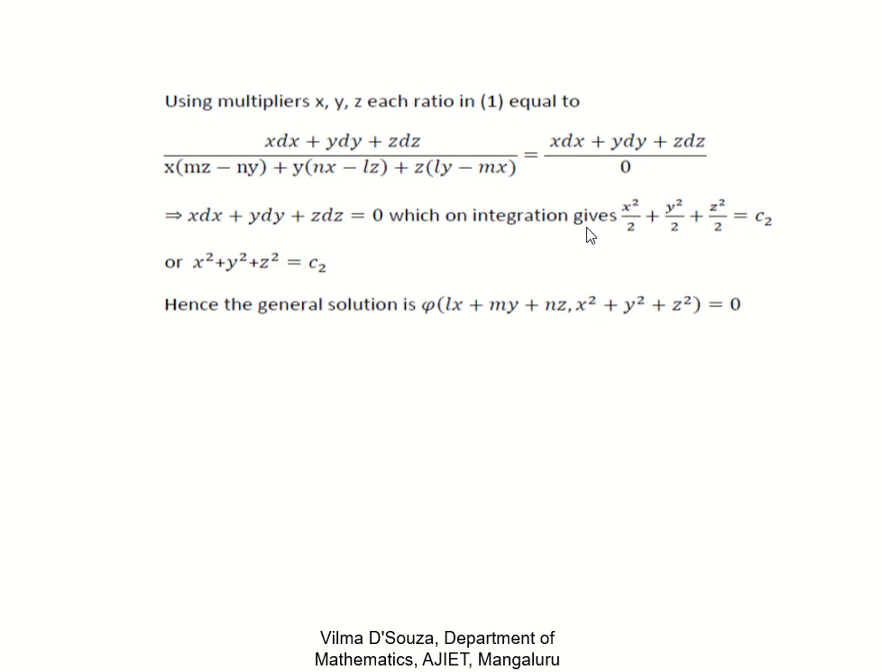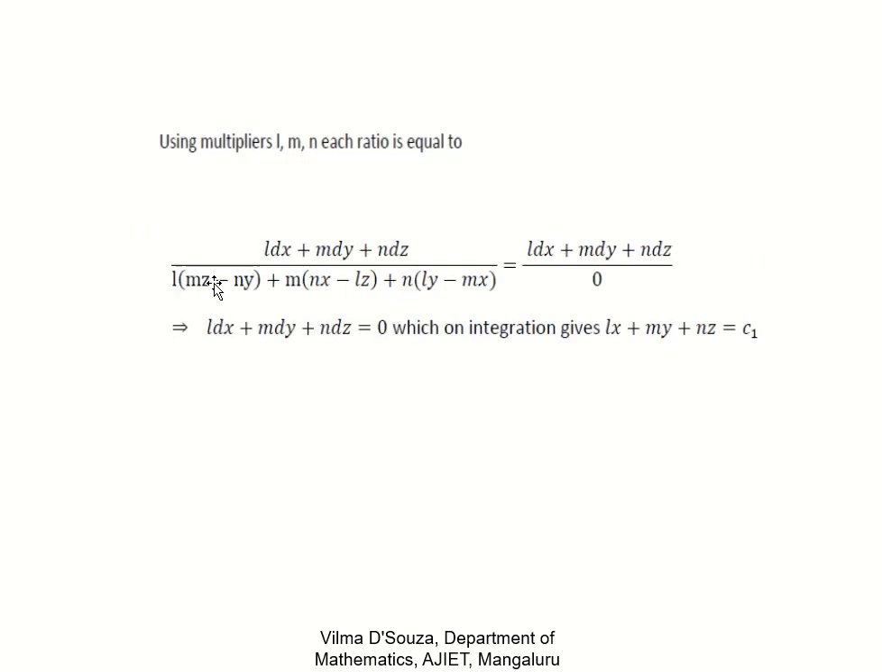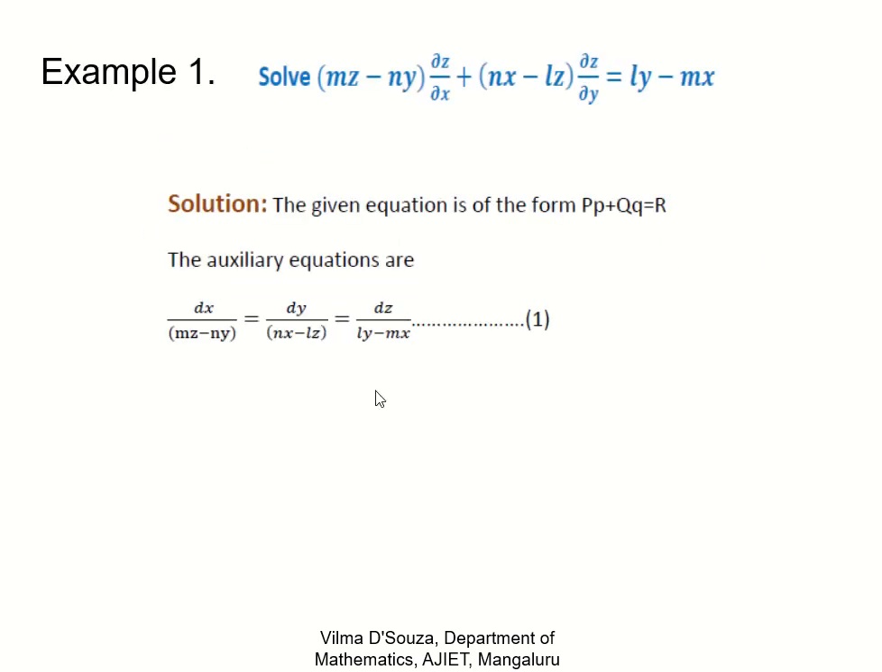which on integration gives, integrate this, x square by 2, y dy integration is y square by 2, plus z square by 2 is equal to a constant, or x square plus y square plus z square is equal to a constant, 2c2, or you can take it as a constant. So that is one we have found, either u or v, both you need to find. You have found one of the solutions. How do you get the other solution?